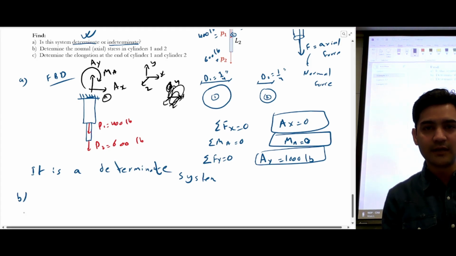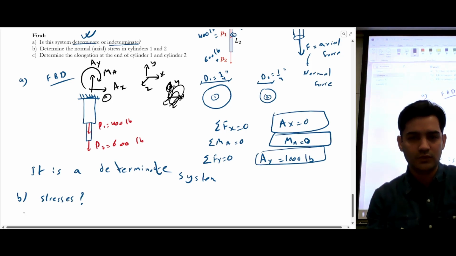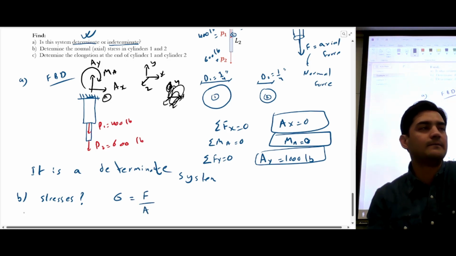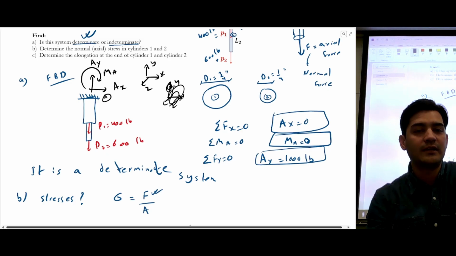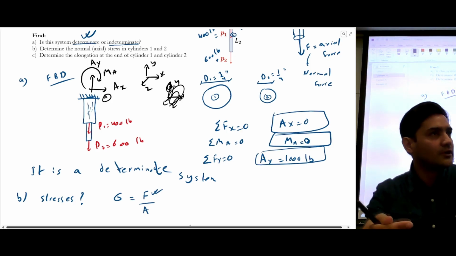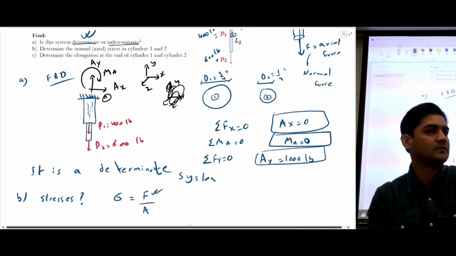Part 2 is we have to calculate stresses, normal stresses. So what is the formula for stress? The formula for stress is force over area, right? But what is this force? This force is actually the force inside member A and the force inside member B. If we can calculate that force, we can calculate stress.